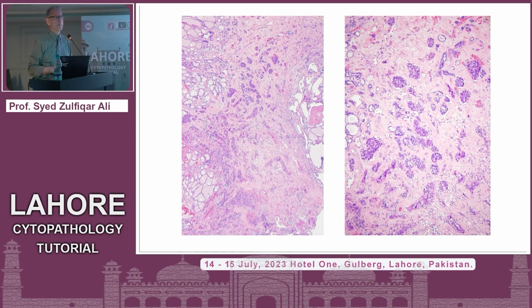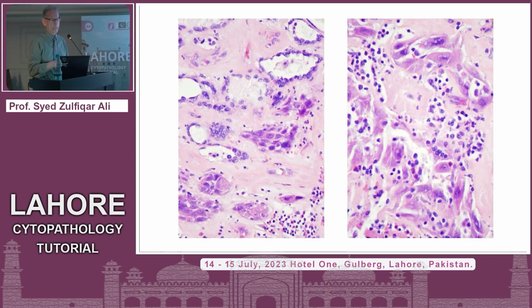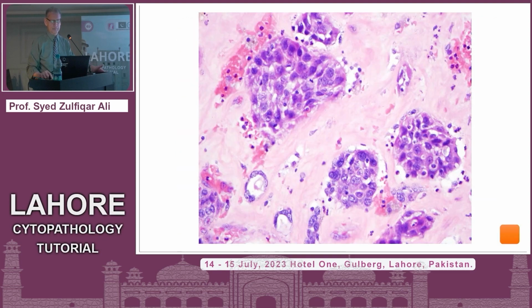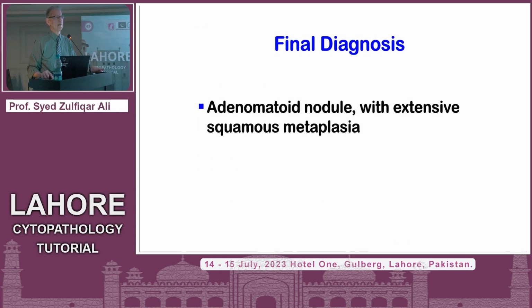So do you think it's a metastatic carcinoma? There's such a sharp delineation. But if you look at the higher magnification, they show squamous differentiation. These are squamous cells, and they're filling up these spaces or follicles. And there's a background of Hashimoto thyroiditis, clearly. So any last word? Absolutely, someone said the diagnosis. So it's adenomatous nodule with extensive squamous metaplasia.